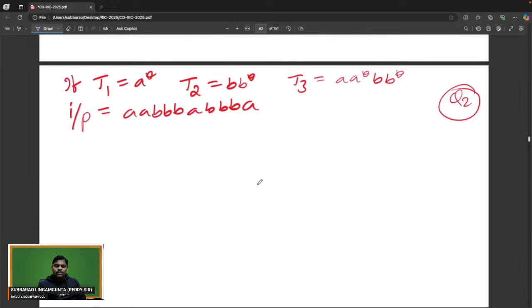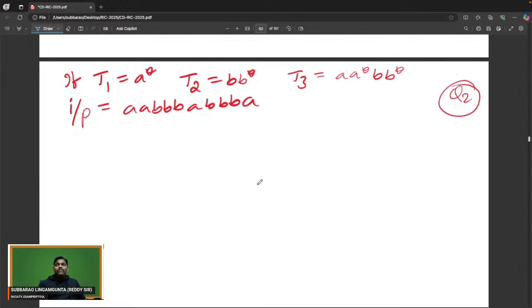Yeah, what is the answer of this? If T1 is equal to A star, T2 is equal to BB star, T3 is equal to AA star, BB star, this is the input, right? So how many tokens does this particular input string contain?